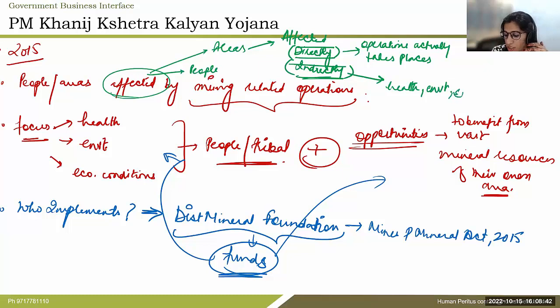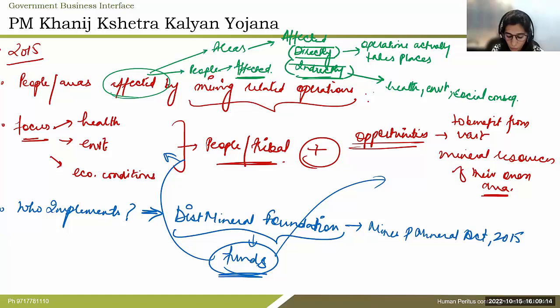They have social consequences also, because the people who have set up industries are from the outside world, and they do not get along very well with the people in the tribal areas. So various kinds of issues are there. Areas are of two types, directly affected and indirectly affected. Similarly, the people are also affected directly and indirectly, as I have told you here as well.